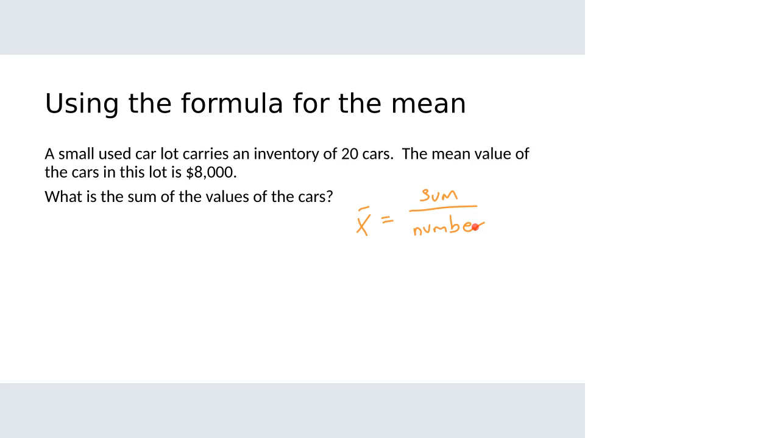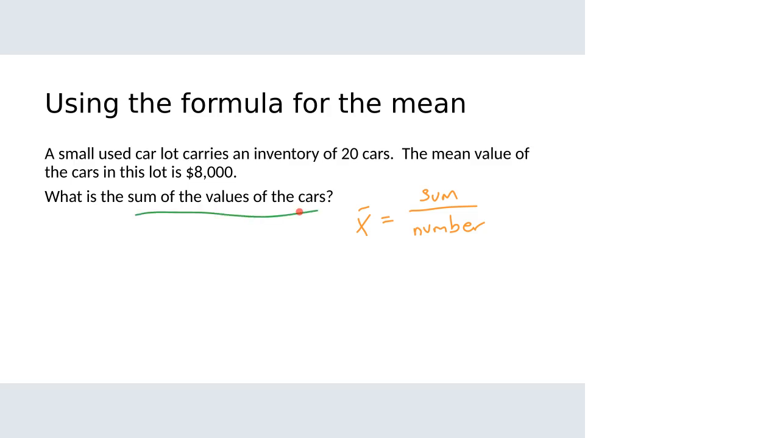At first reading this, you're like, well, I don't know what the sum of all the values of the cars are. There are 20 different cars out here on this lot. I don't know what any individual car is worth. I don't know what the Dodge is worth. I don't know what the Toyota is worth. I don't know what the Hyundai is worth. How am I supposed to know the sum of the values of all the cars?